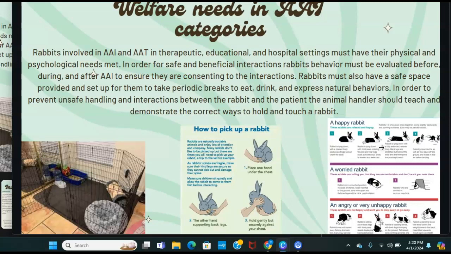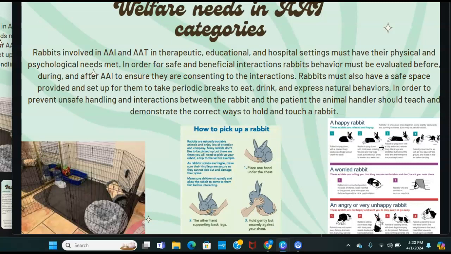So moving forward to how to pick up a rabbit, I placed, I think this is from the ESPA website, and it shows 3 different examples of how to hold a rabbit, which is very important, and these should be demonstrated to whoever wants to hold a rabbit in animal-assisted interventions.